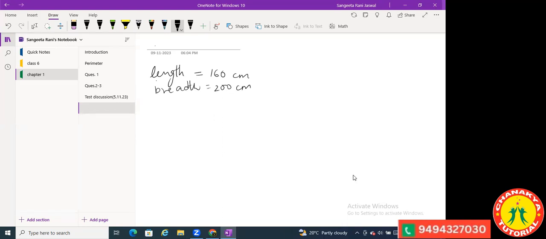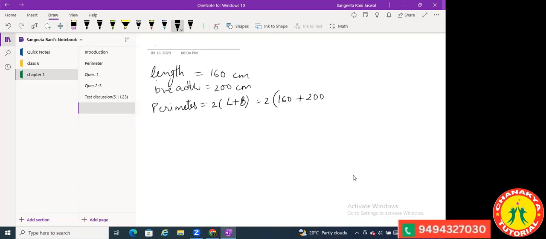2 meters is 200 centimeters. It was given as 2 meters, so it's 200 centimeters. Now I have to find the perimeter. The perimeter of a rectangle will be 2 into length plus breadth, which is equal to 2 into 160 plus 200.